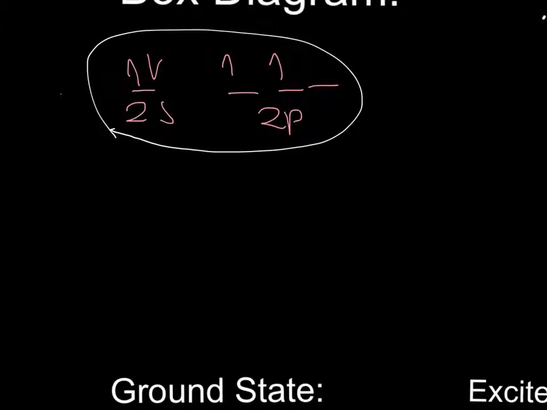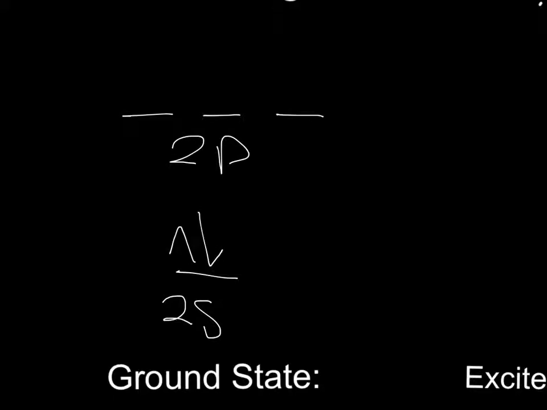At this point, we're going to go ahead and remove this configuration, because we're going to put it in a different way. So we're going to put our 2s right here and our 2p right there. Again, we're ignoring the 1s.